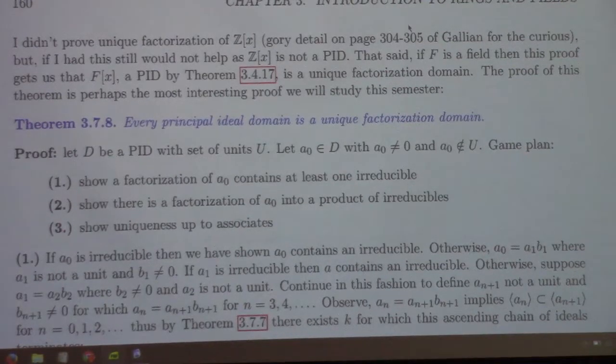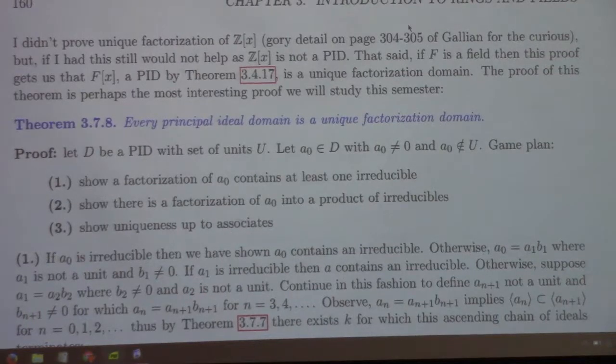So point number 1: if A naught is irreducible, then we're done, right? So suppose it's the product of two things, where A1 is not a unit and B1 is non-zero. Well, if A1 is irreducible, then its factorization contains an irreducible, so we're done. Otherwise, suppose that A1 is equal to A2 times B2, where B2 is non-zero and A2 is not a unit.